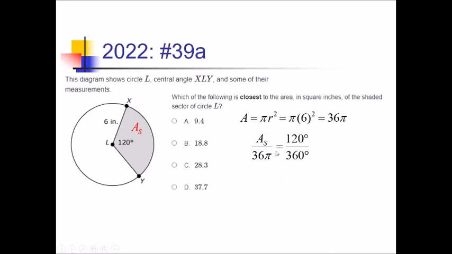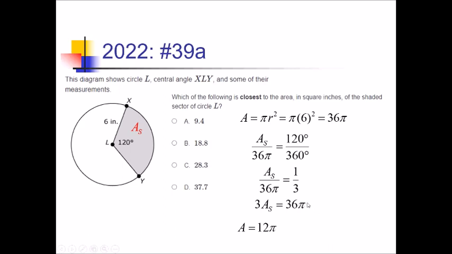And now I can cross multiply to solve this, but before I do that, just to make my life a little easier, I'm just going to quickly reduce 120 over 360 to 1/3. That's an easy one to do. Now let me cross multiply. So I've got 3 times A sub s equals 36 pi times 1, so 36 pi. Dividing by 3, I've got the area is going to equal 12 pi.